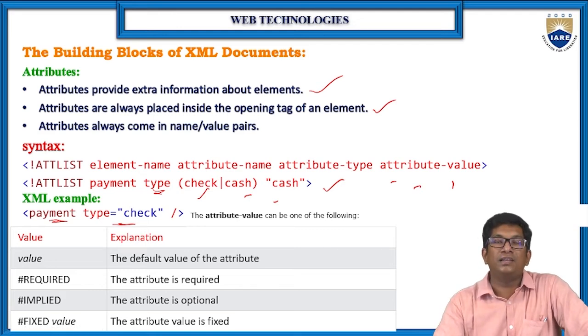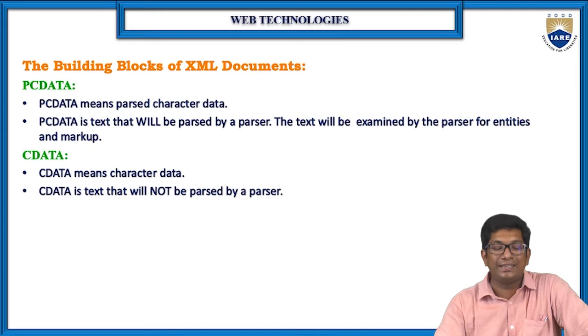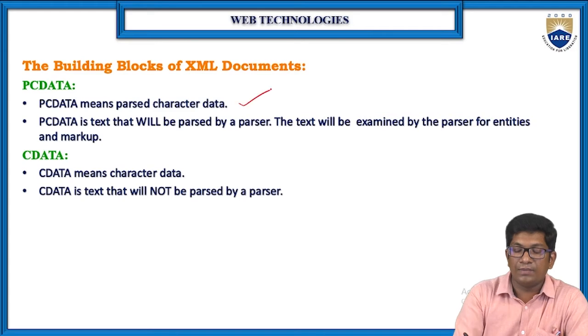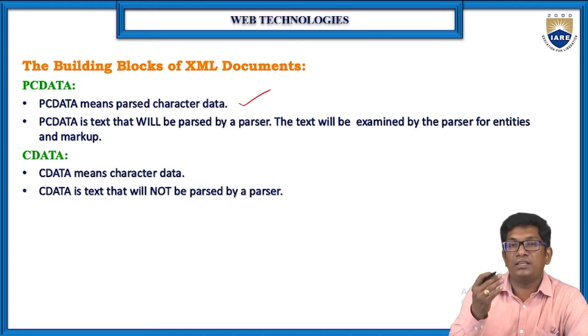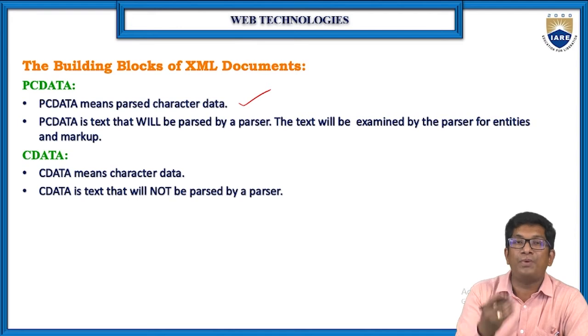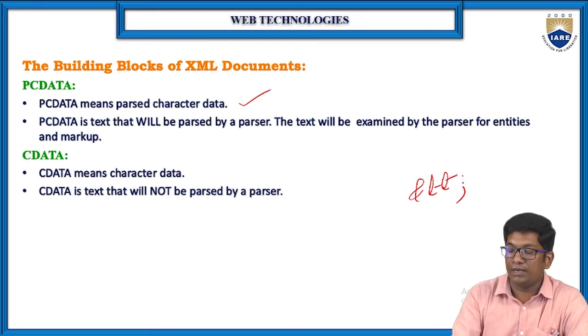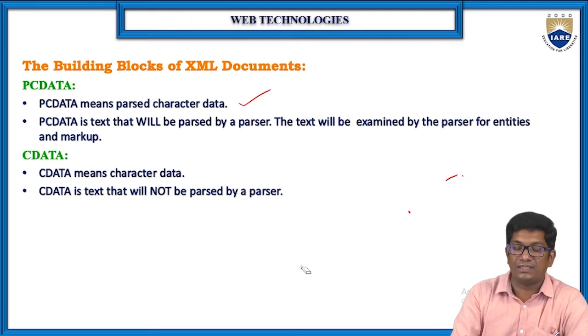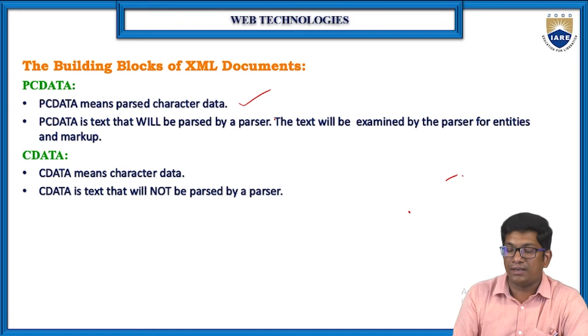We have elements, entity references, attributes, PCDATA. PCDATA means parsed character data. So some text data you give in between elements has to be parsed. For example, ampersand LT means the less than symbol. So directly you will not get it, so you have to give #PCDATA. That means parsing the character data. Before displaying the output, that must be parsed. That we call parsed character data.